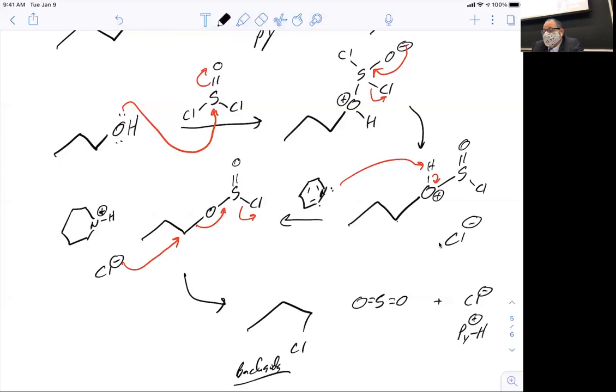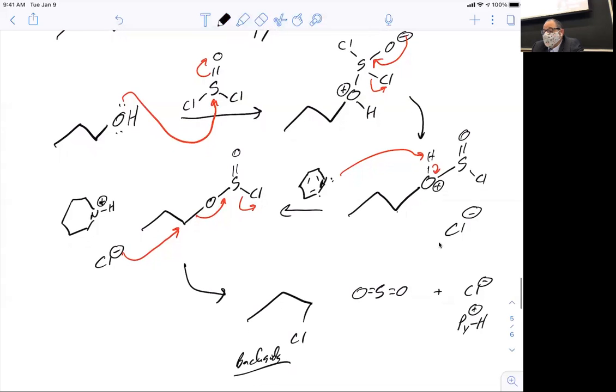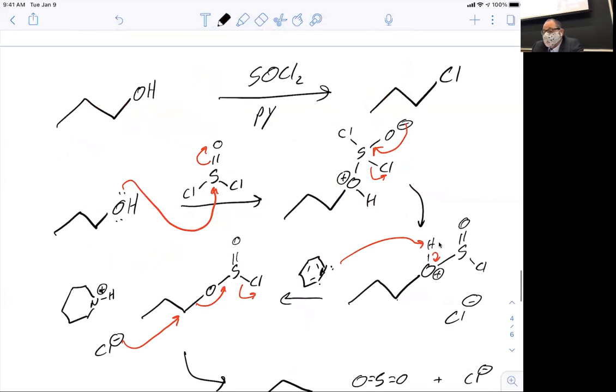I just have to filter it. So this is a pretty straightforward synthesis. So SOCl2. Now the SOCl2 works, but the SOBr2 is a little bit too unstable to be an effective reagent.